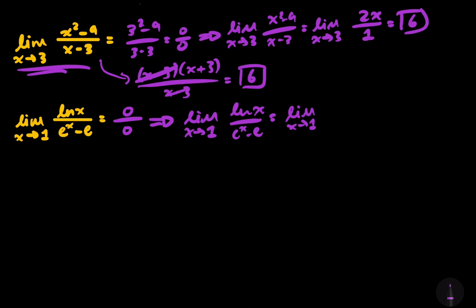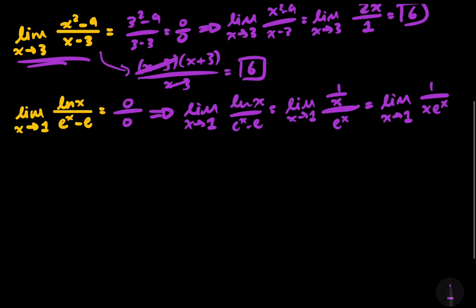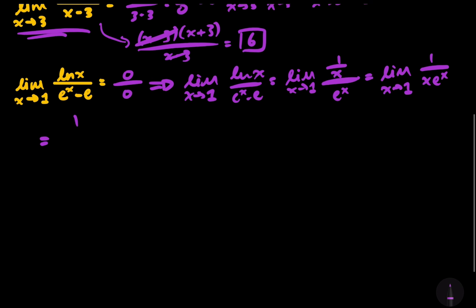The derivative of the numerator is 1 over x, right? Divided by the derivative of the denominator. We know that the derivative of e to the x is just itself, and the derivative of a constant e is just going to be 0. So this is going to be divided by e to the x, which is equal to what? 1 over x e to the x, or rather the limit as x approaches 1 of that. I should write the limit as x approaches 1 of 1 over x e to the x. And then if we substitute x equals 1, if we use direct substitution, we'll end up with 1 over e. And that would be our final answer right over there.